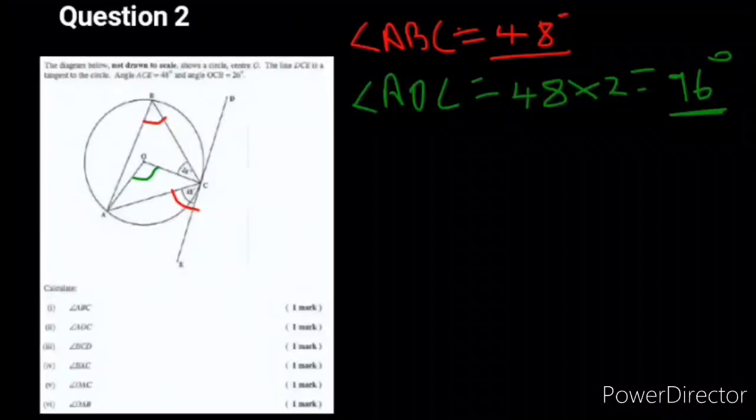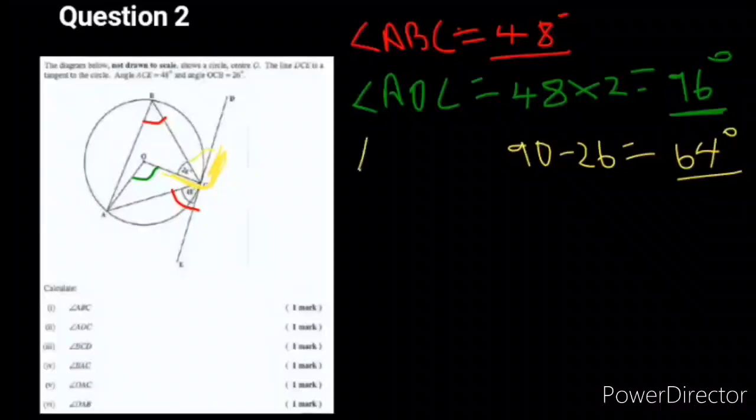Next part asks us to find angle BCD, which is our angle here, BCD here. From what we know about a circle, we can see this is 90 degrees here. Oops, that's 90 degrees. And from what we can see, we have a 26 degree angle in there. So if we subtract our 26 degrees from 90, then we'll get our angle. So 90 minus 26 degrees would equal 64 degrees. And that is our angle BCD.